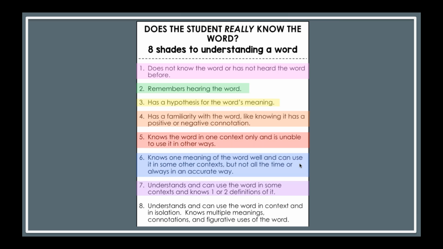And then the next shade is they understand and can use the word in some context, and they know one or two definitions. And to really, really know and understand a word, you have to understand and use the word in context, and you have to be able to use the word in isolation. And you have to know all the multiple meanings, connotations, and figurative uses of a word. So there's more than just I know the word or I don't know the word. You can see how all of these shades kind of build on each other.